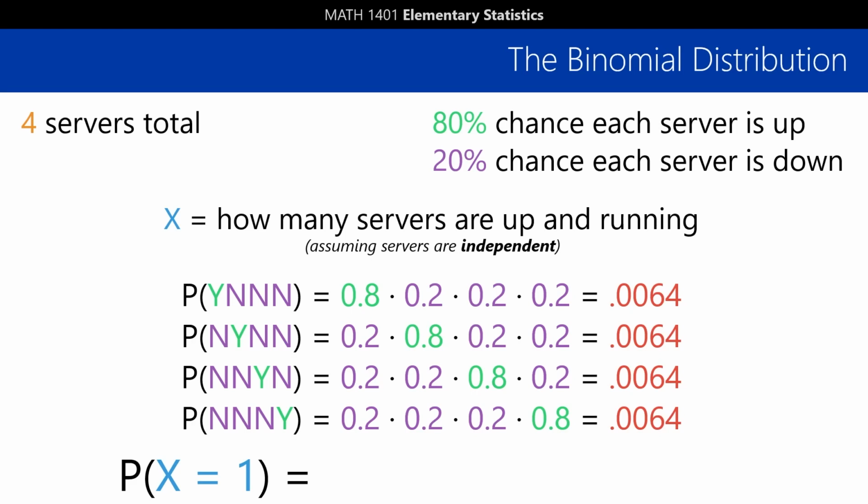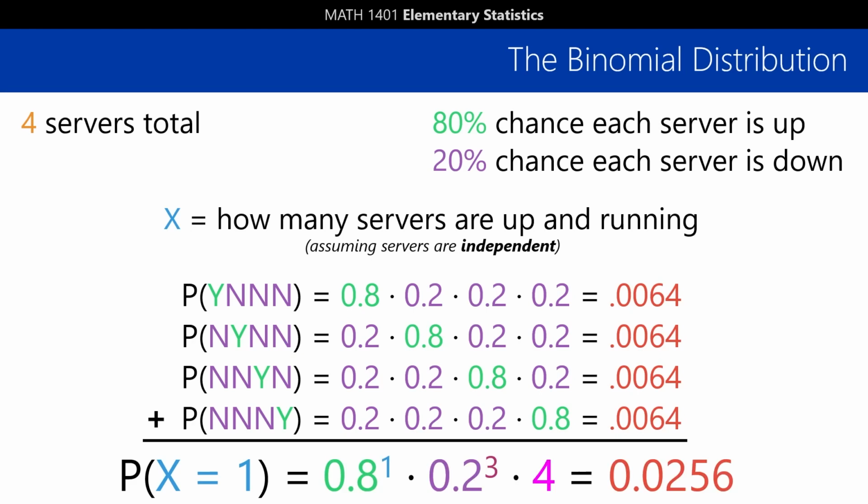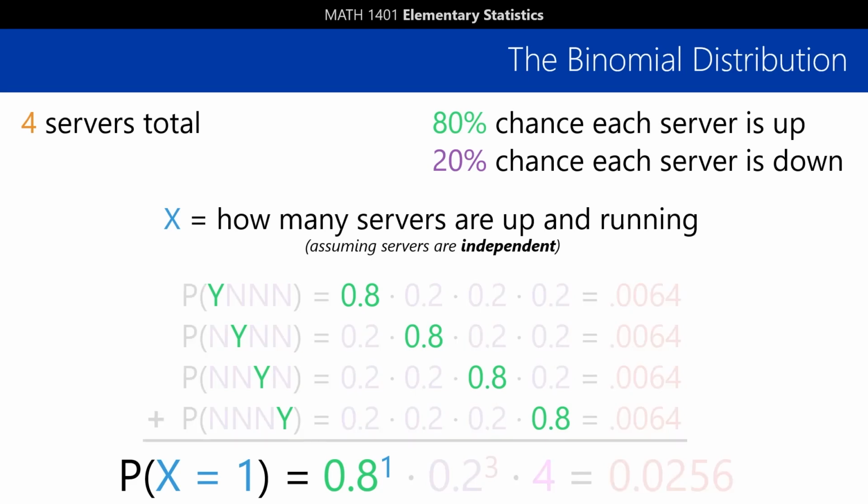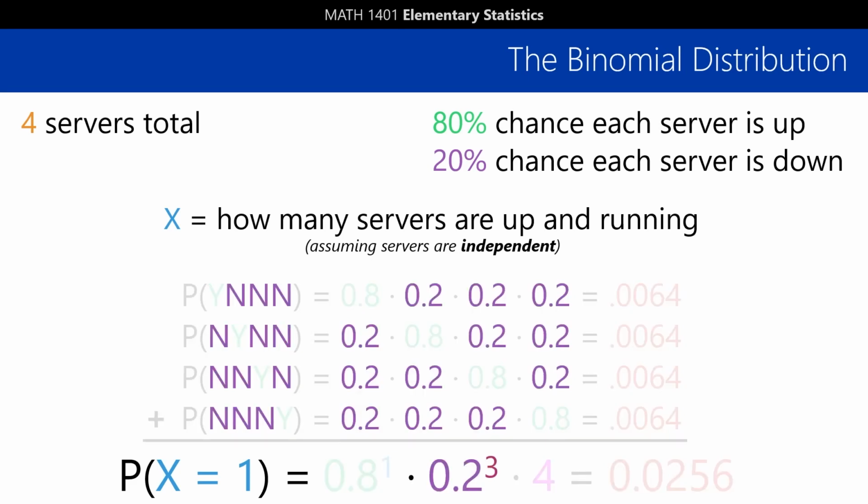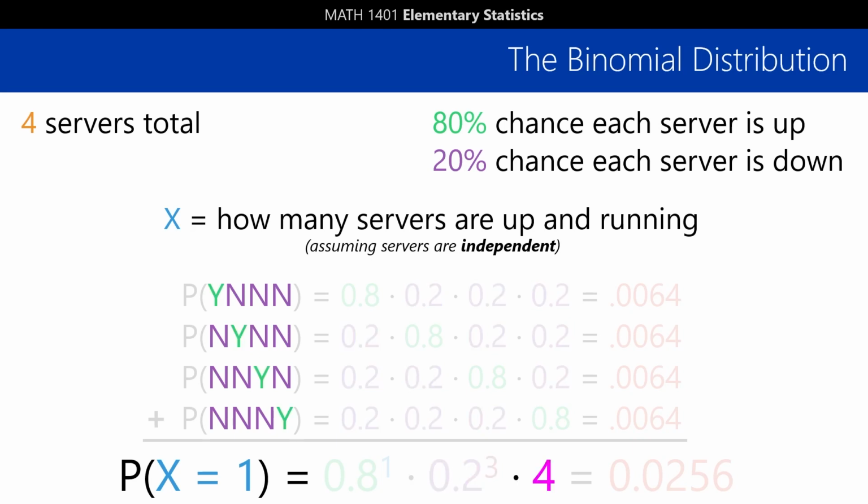But in all cases, we get the same answer, since order doesn't matter for multiplication. So if we add up all of these possibilities, we get the overall probability that there's exactly one server running, any one server, which comes out to 2.56%. In fact, this suggests a more general way to calculate the probability that any number of servers is up. Multiply out the probabilities for the servers that are up by the probabilities for the servers that are down, and also multiply by the number of orders in which this could happen. In this case, 1 server being up and 3 servers being down can happen in any one of 4 different orders.